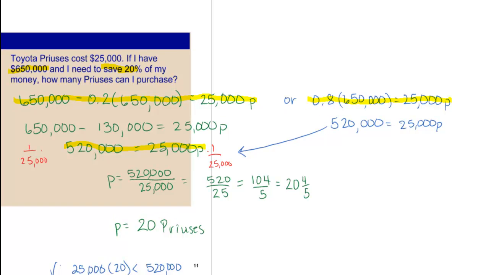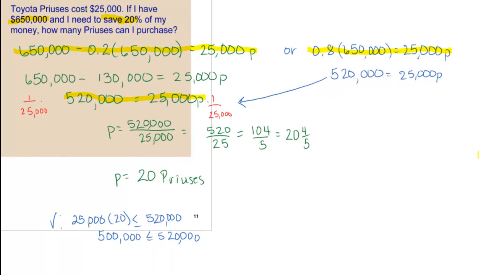And in my check step, I can check that. $25,000 each for a Prius times 20 Priuses has to be less than or equal to the amount of money I have. Well, I end up with $500,000, and that is less than or equal to $520,000. And notice that since the Priuses were $25,000, there's no way we could have ended up with another one, right? Because we would have spent $525,000 and we didn't have that much. So we know we did this correctly.